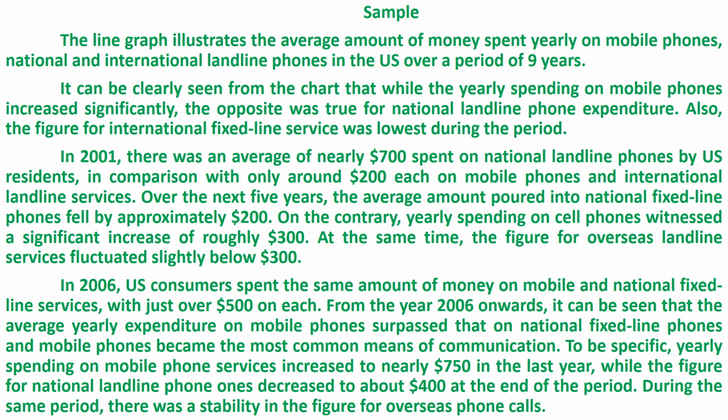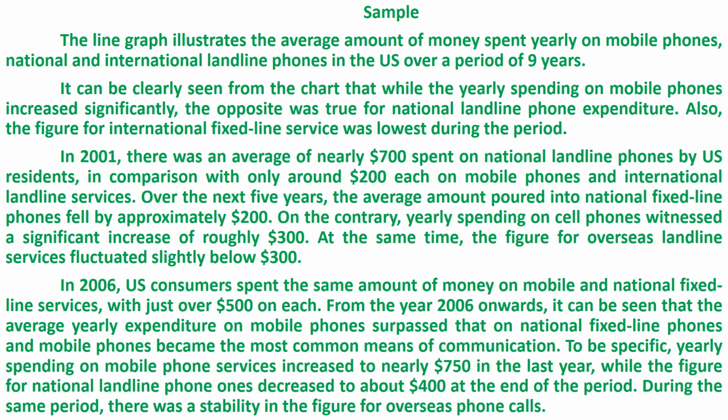The line graph illustrates the average amount of money spent yearly on mobile phones, national and international landline phones in the US over a period of 9 years. It can be clearly seen from the chart that while the yearly spending on mobile phones increased significantly, the opposite was true for national landline phone expenditure. Also, the figure for international fixed-line service was lowest during the period.